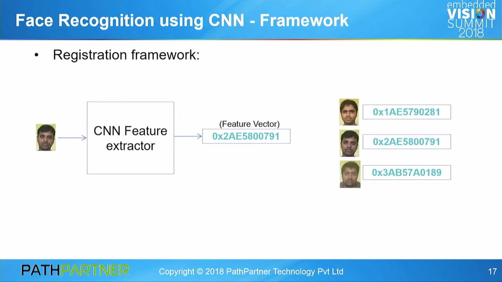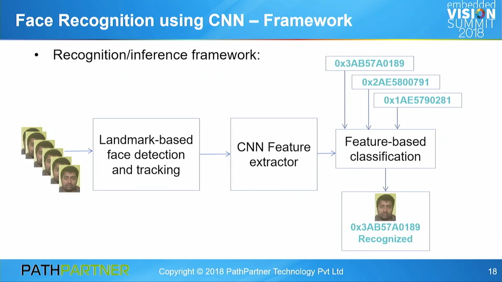So let us look at how it is during the registration phase. To register, we have a fully trained CNN model, and we pass one image, and we get a unique feature vector. Now, we repeat the same for each image that is getting registered into our system, and we get n different unique feature vectors. During the testing phase, we have a face plus landmark detector that gives a tight crop of the face, which will be an input to the CNN feature extractor.